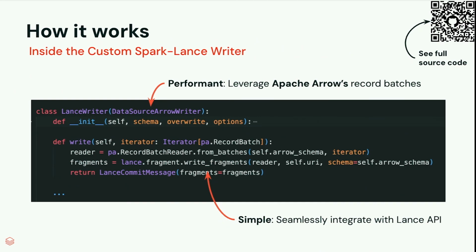How it works under the hood: in just three lines of code, we can build a fully functional LanceDB Lance writer to convert a Spark data frame into the Lance format. It's performant because it can leverage Apache Arrow under the hood. Arrow minimizes the serialization overhead, enabling fast zero-copy data transfer between the JVM and the Python process. It's also very simple. You can use LanceDB's API and Spark's data frame API together, and it integrates seamlessly with Apache Arrow.